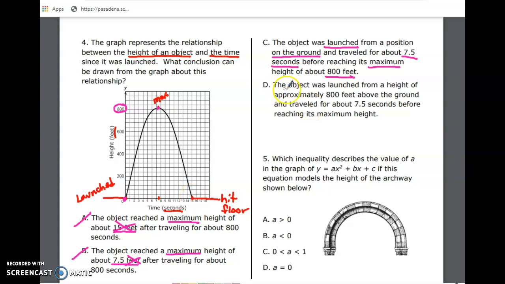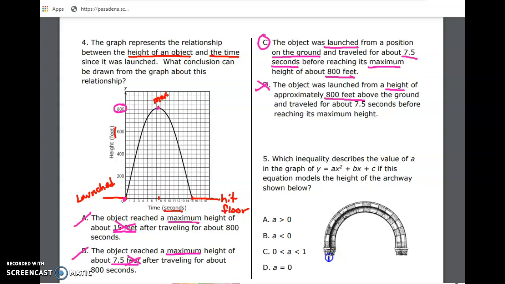This one right here, the object was launched from a height of approximately 800 feet. Is this where it was launched? No, that was the maximum, so that's not correct. The answer is C.